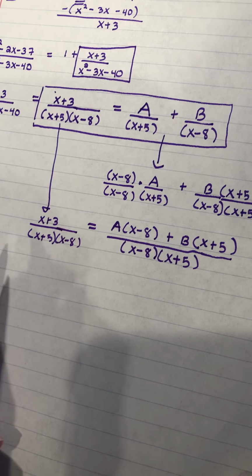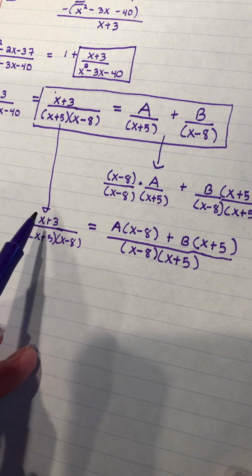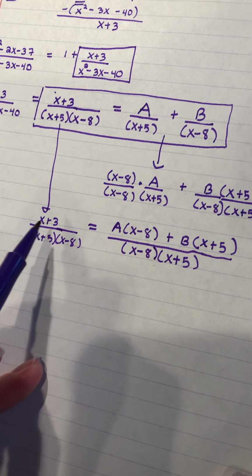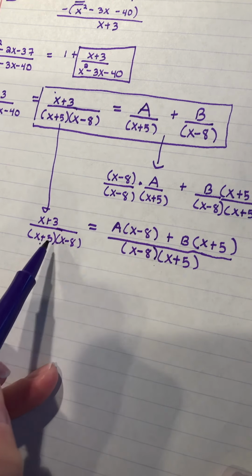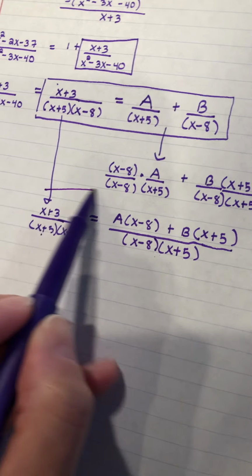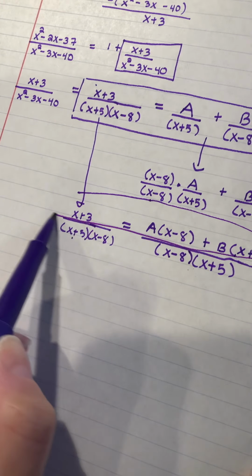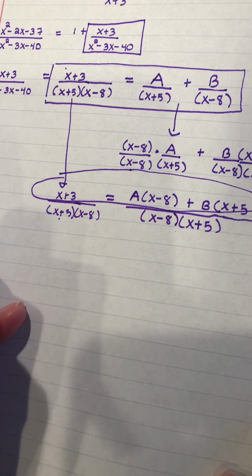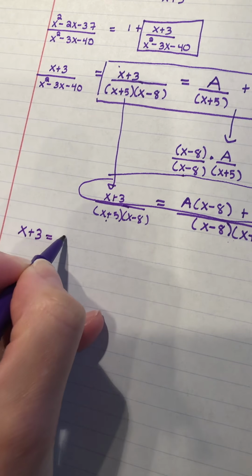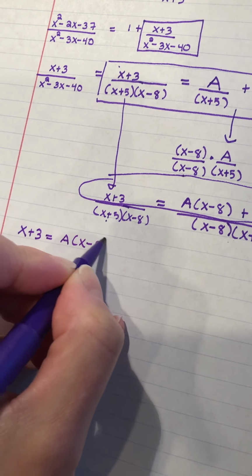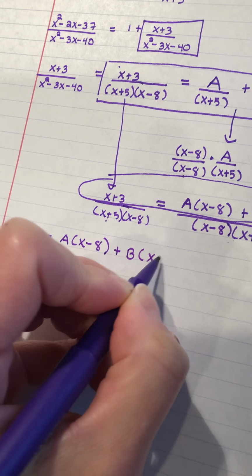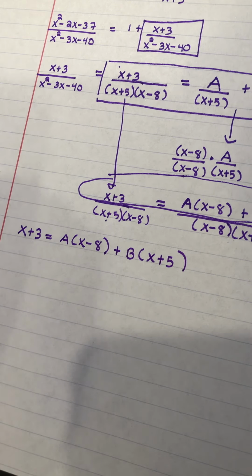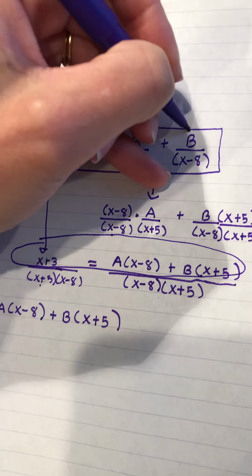Okay, so at this point, what do I know? I have two fractions that are equal to each other. Both of these fractions have the exact same denominator. All right, so what that means in math is that the numerators are equal. Okay, so I know that x plus 3 is equal to a times the quantity x minus 8 plus b times the quantity x plus 5. And my job now is to solve for a and b. Those are the things that are my mystery. Those are the things that I want to know.